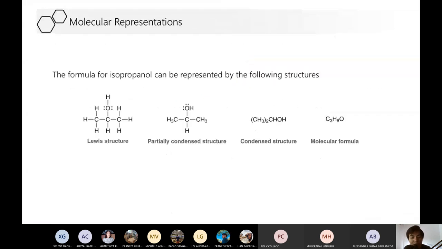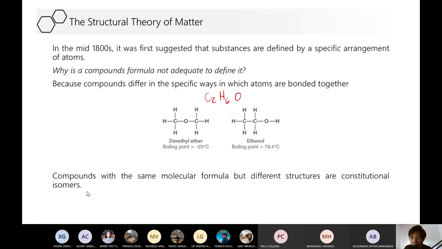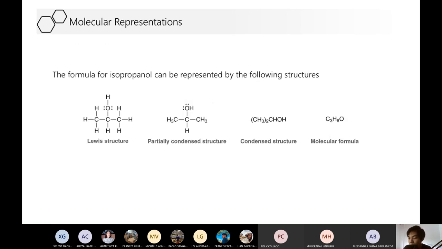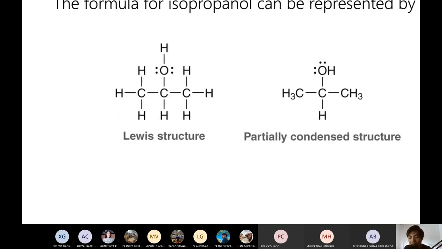So yun lang yung konsepto ng structural theory of matter. By default, may normal number of connectivity sila. Tapos yung mga connectivity na yun, pwede kang makagawa ng different versions of it, mga iba't ibang variation ng molecules, we call them isomers. Okay, so in organic chemistry, we represent our molecules with the following methods. So ito yung mga ways of representing molecules in organic chemistry.